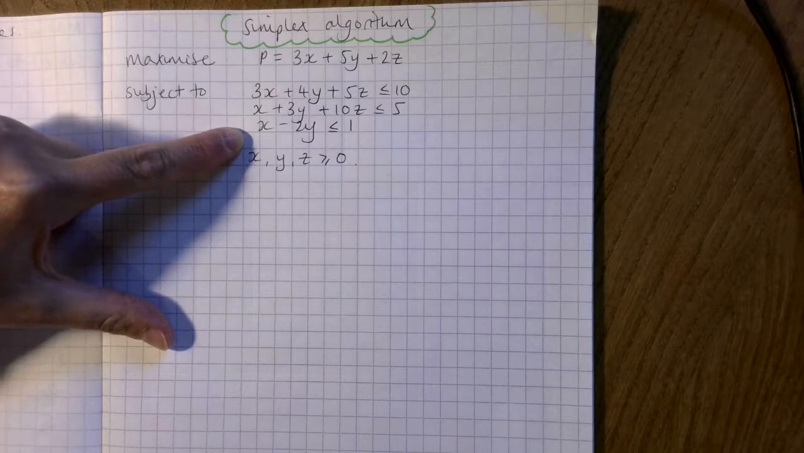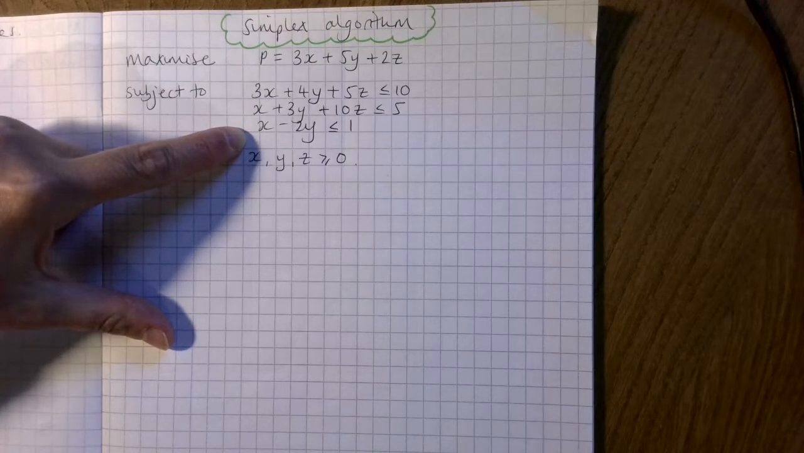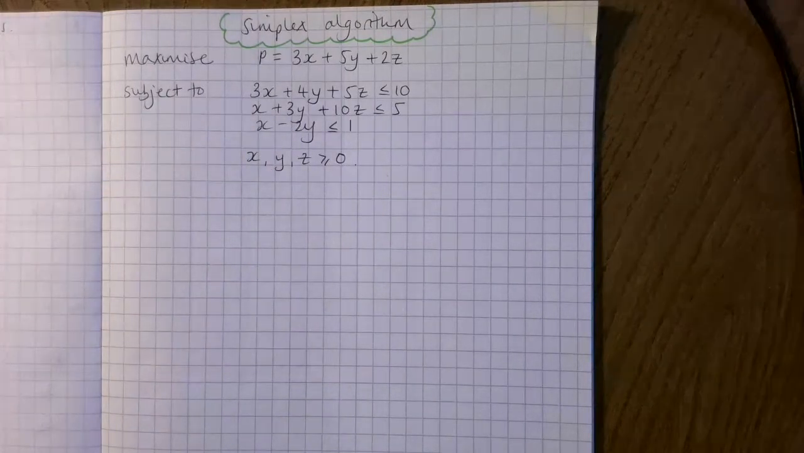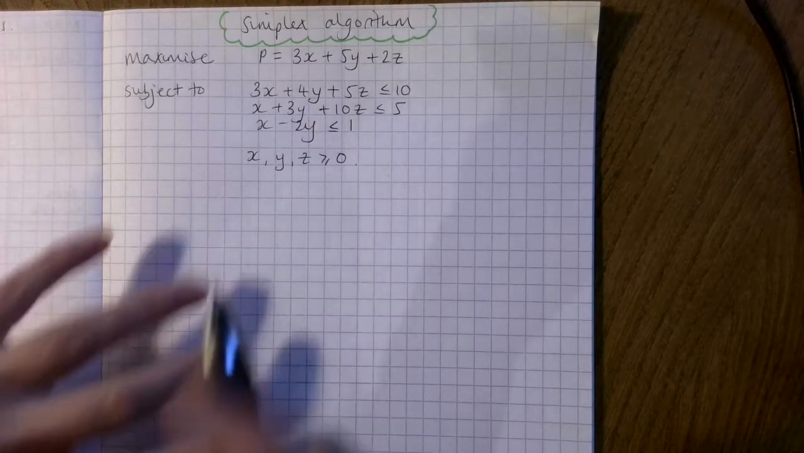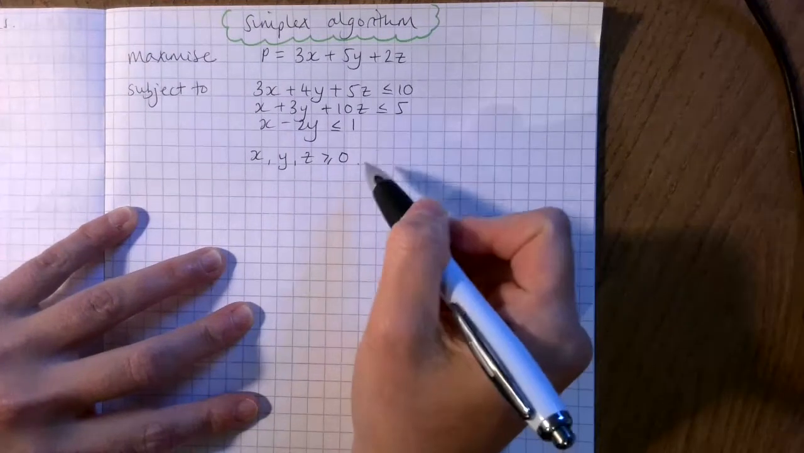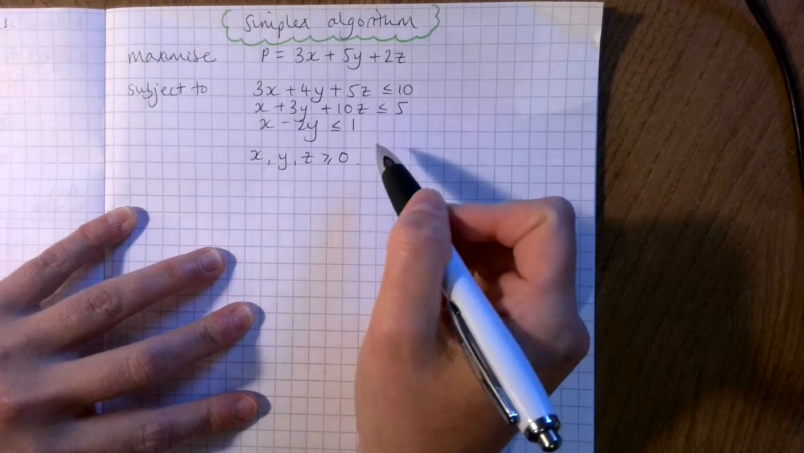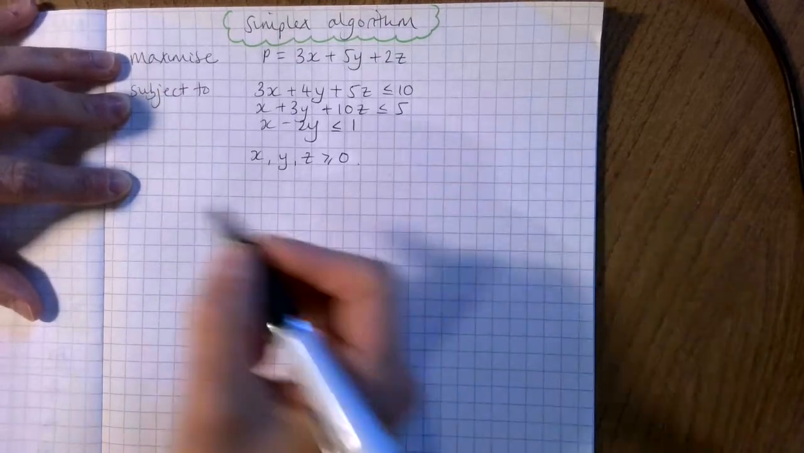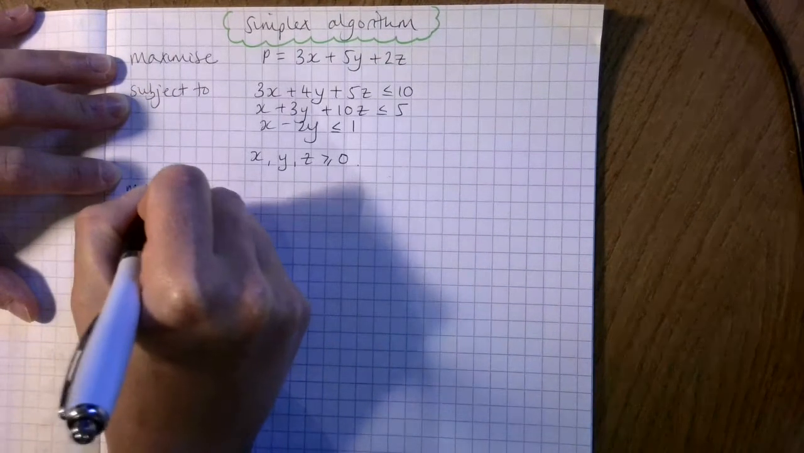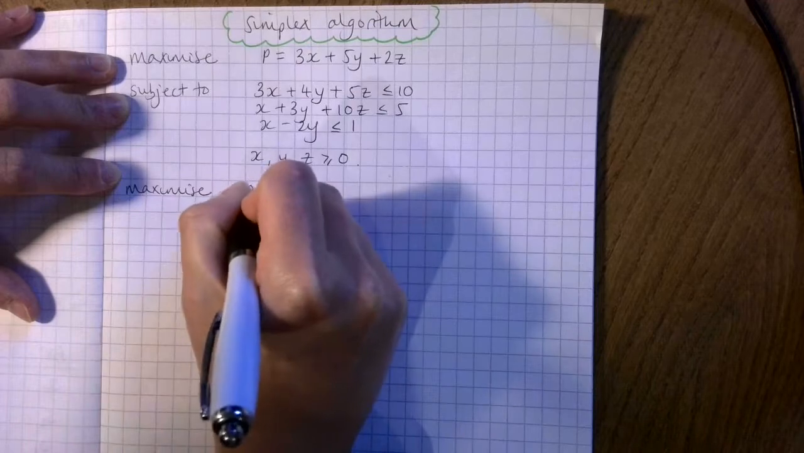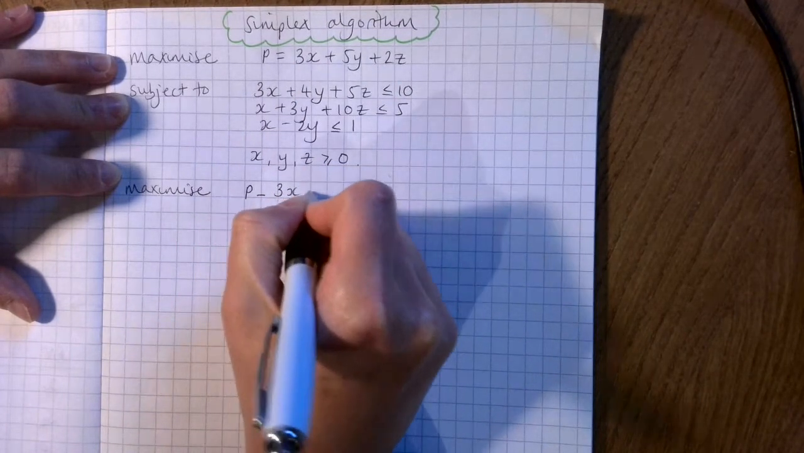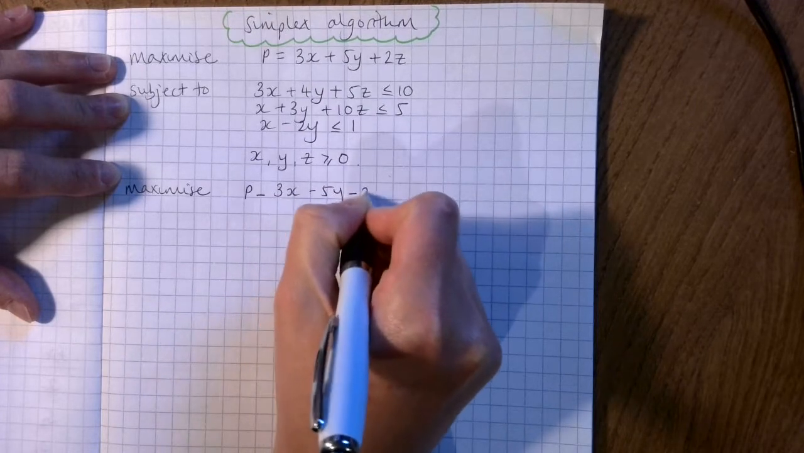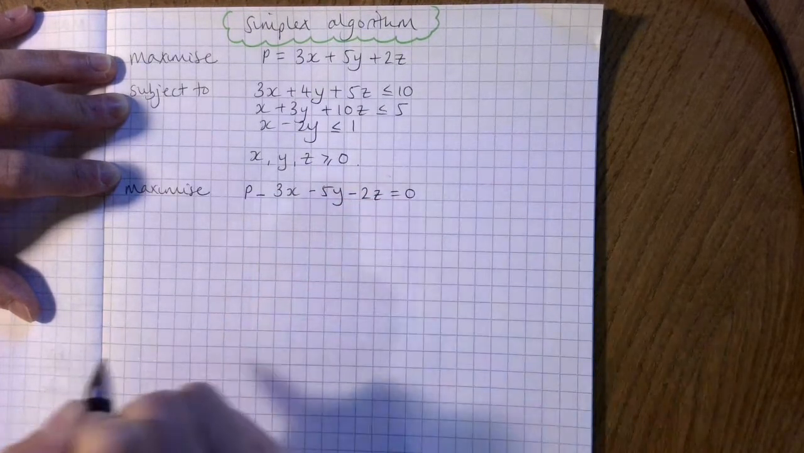The first thing we need to do is make it into a simplex problem. We've got less than or equal to, so we know we can use the simplex algorithm. The first thing is to add in the slack variables and make them equalities rather than inequalities. So it would be to maximize, and we want to take all of this over to the left-hand side and have it equal to 0.